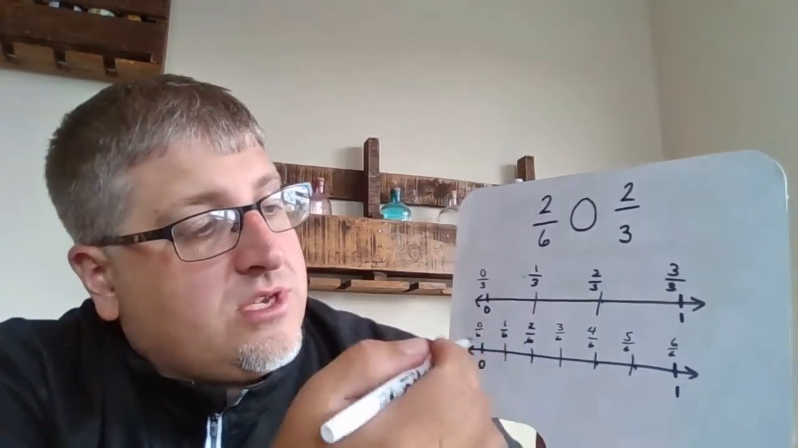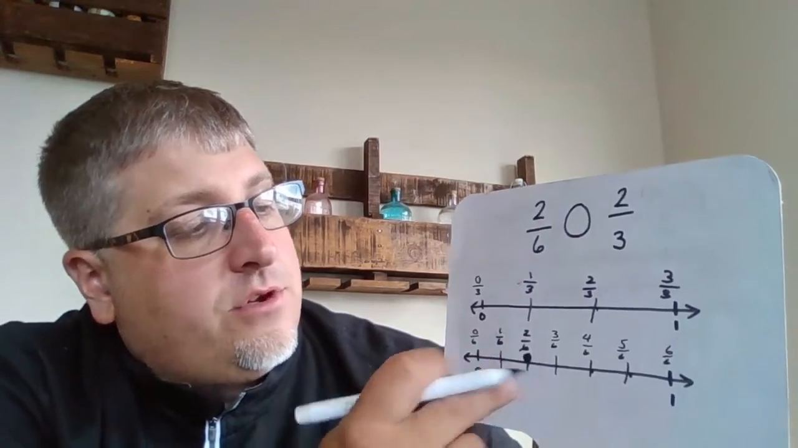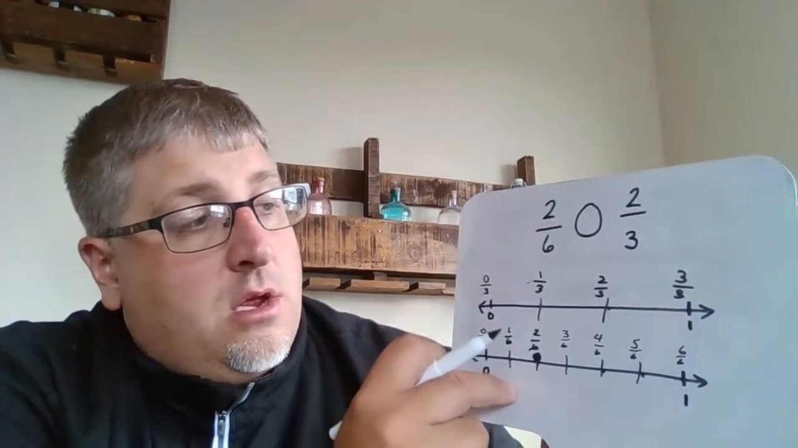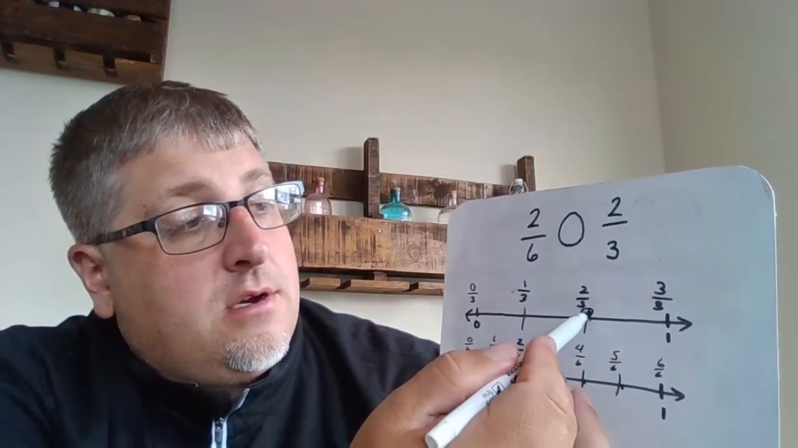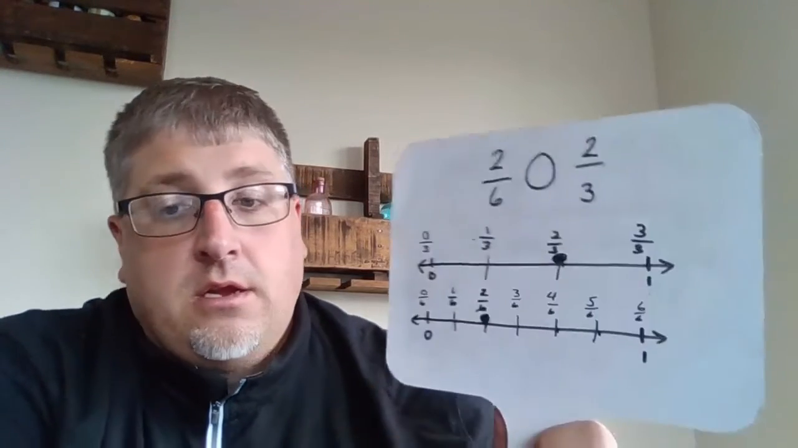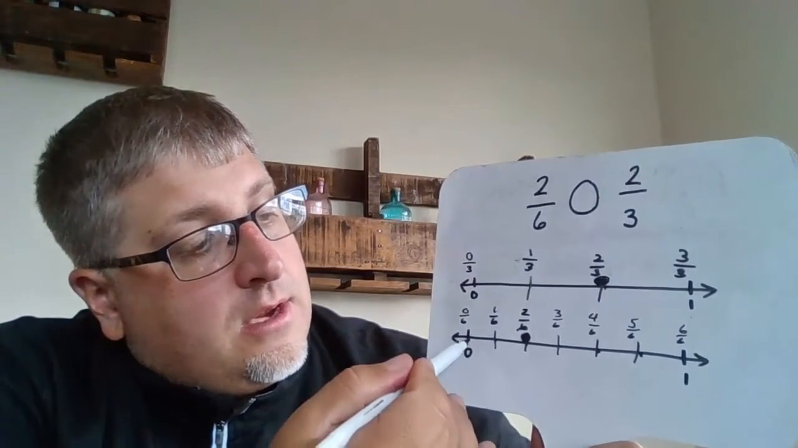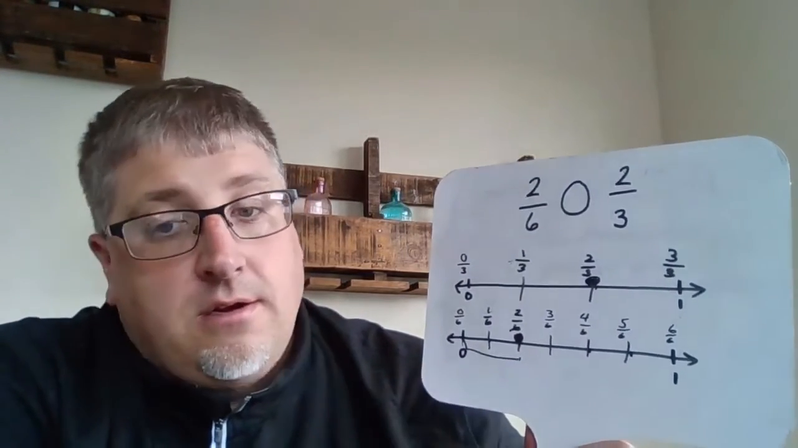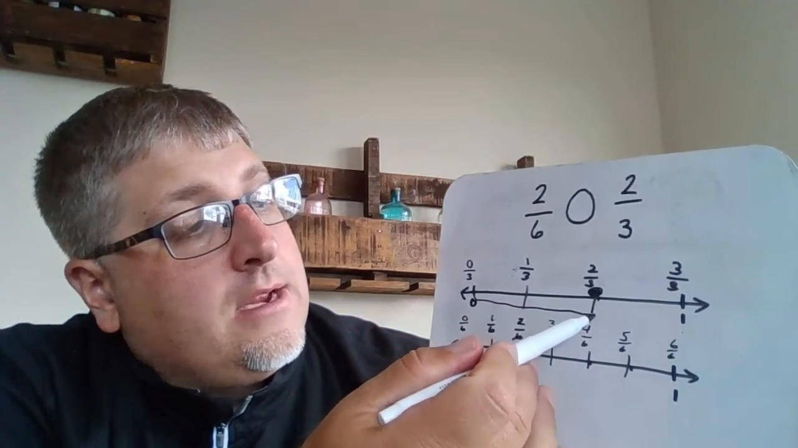So our first plot is 2 sixths. So 2 sixths is right here. Put a dot right there for 2 sixths. Okay? And our next one is 2 thirds. And 2 thirds is right here. Just looking at the number line, 2 sixths represents from here to here. And 2 thirds represents from here all the way to here.